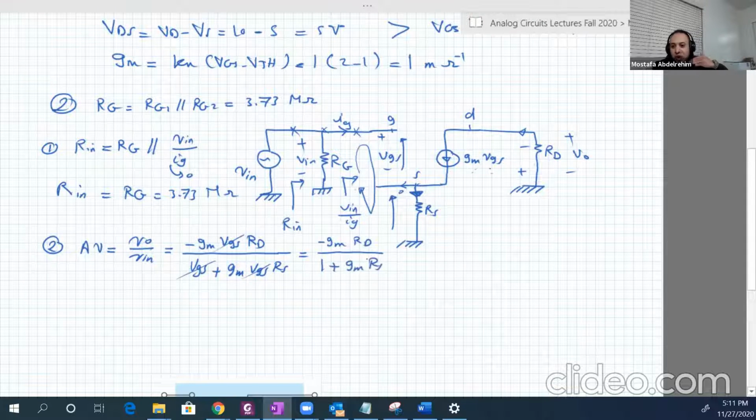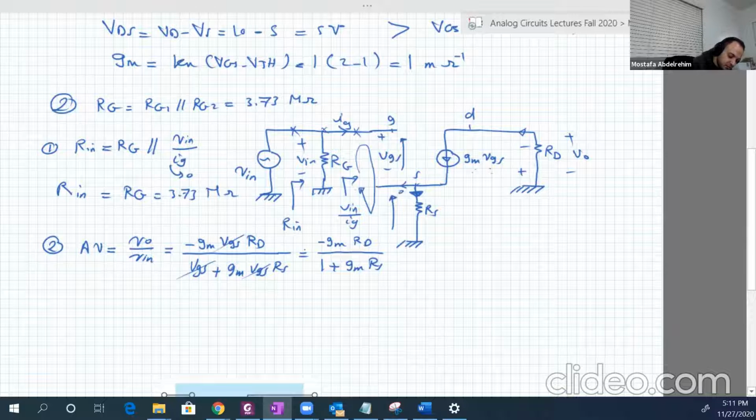And remember here to check on yourself. What is the new thing here, in opposite to the last example? The new thing here is RS. In the last example, the source was connected directly to ground. So AV was just GM RD. So what happens here if we put RS equal to 0 in that equation? It will be minus GM RD over 1 plus 0, which is 1. So it will be minus GM RD, and that's it.